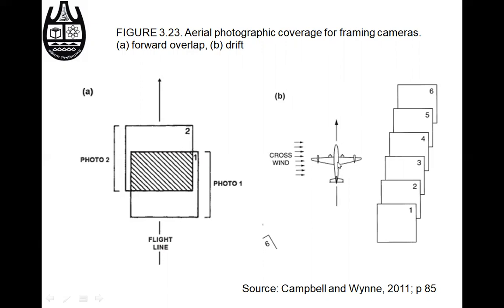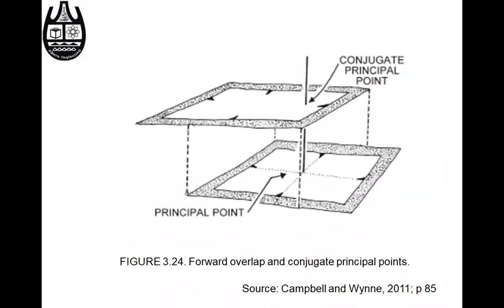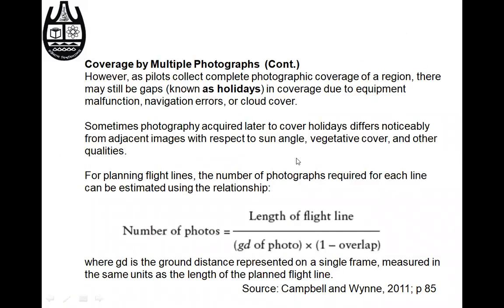So these changes of the flight also hamper the flight plan and also hamper the acquisition of the images. So now you can see crosswind can change a little bit the direction of the plane, and then you can understand your photographs will also not be in the same way. So we call it sometimes crab. Okay. So all together, with the conjugate principal point, we can take the photographs.